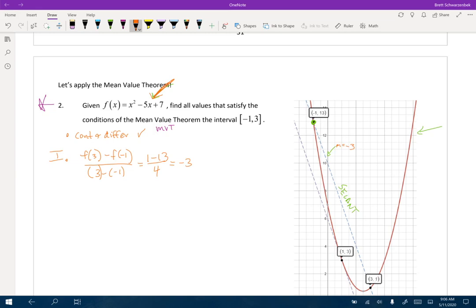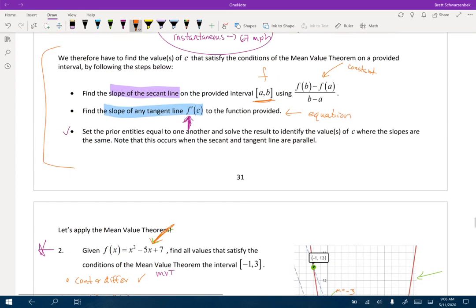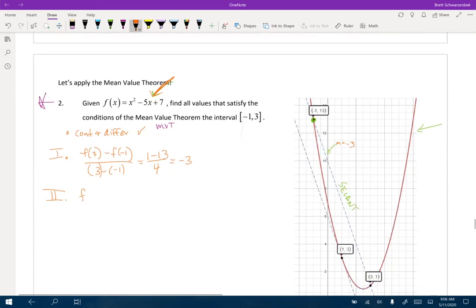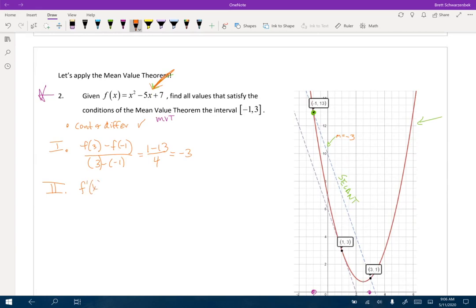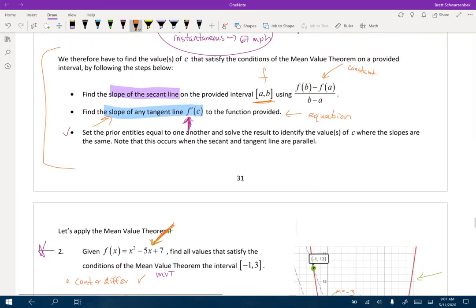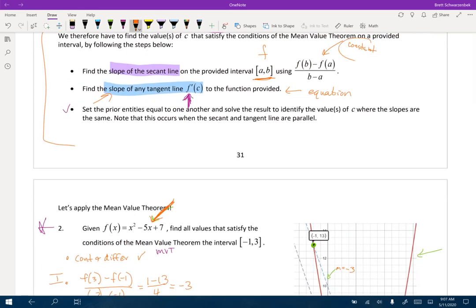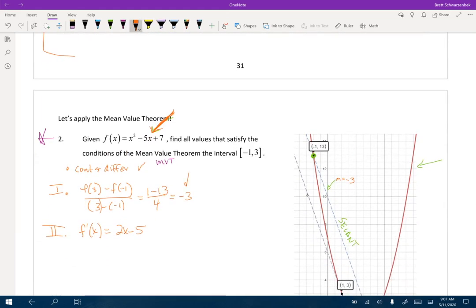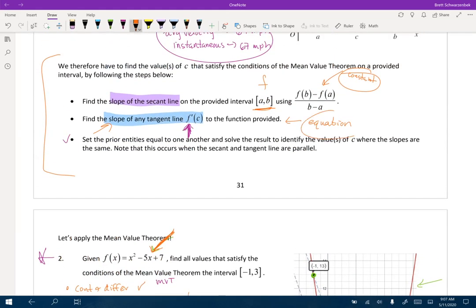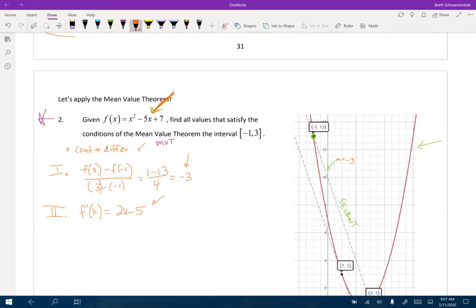Okay. Step 2. We must find the derivative of our function. So again, here, we have to find the slope of the tangent line. So that's going to be, if you look at it up here, 2x minus 5. Okay, so as I promised, remember what I said up here? This is going to be a constant. What do we get? -3. This is going to be an equation. What do we get? 2x minus 5. So hopefully everybody sees that. I'm trying to be as specific as possible so it makes life easier for you.